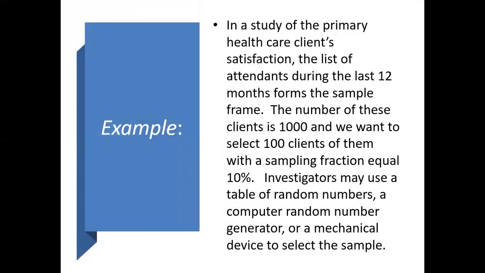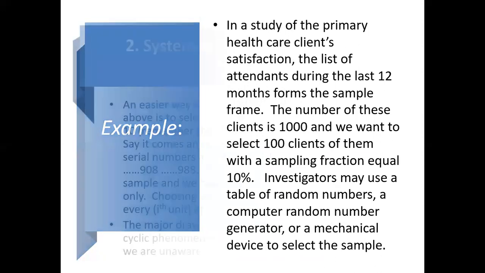Example, in a study of primary healthcare clients' satisfaction, the list of attendance during the last 12 months forms the sample frame. The number of these clients is 1,000, and we want to select 100 clients of them with a sampling fraction equal to 10%. Investigators may use a table of random numbers, a computer random number generator, or a mechanical device to select the sample.